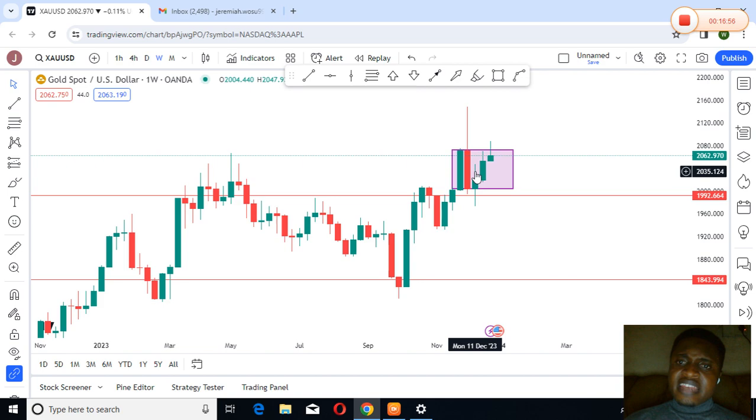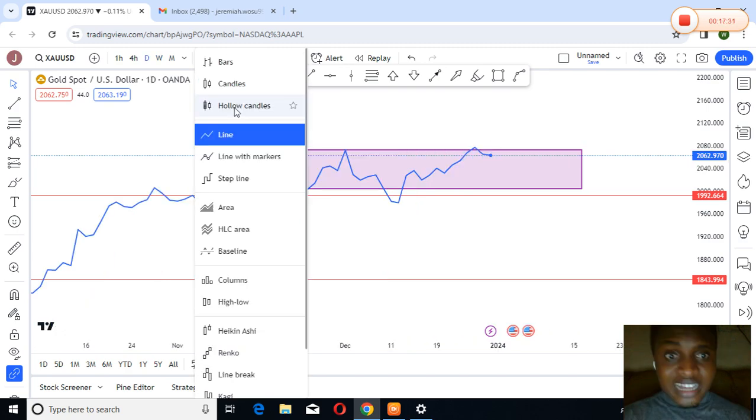You can see what I'm telling you. There's a double top. If I bring this to a line, what can you see? This is a double top telling you that gold wants to fall. This is what you can see, that gold wants to fall. Let me bring it to the candle. Now, going back to the weekly, what do you do?